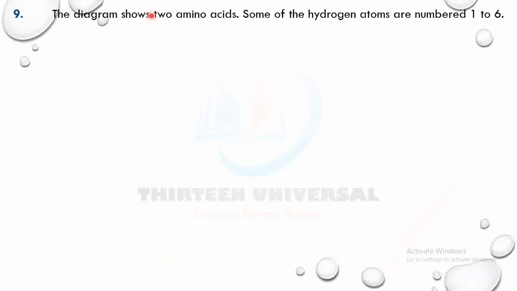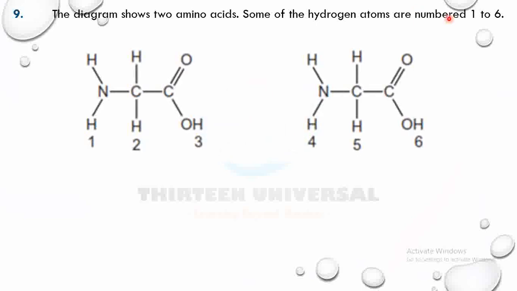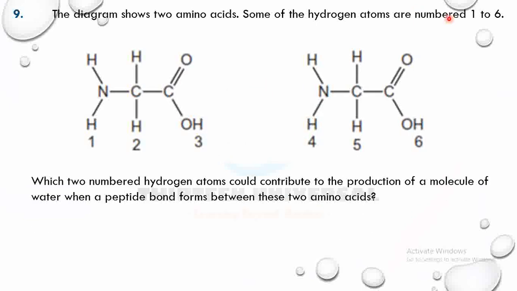Alright, the diagram shows two amino acids. Some of the hydrogen atoms are numbered 1 to 6. Which two numbered hydrogen atoms could contribute to the production of a molecule of water when a peptide bond forms between these two molecules? Okay, so what do you think is the answer, guys? Pause the video and try it. Let's see what I got.